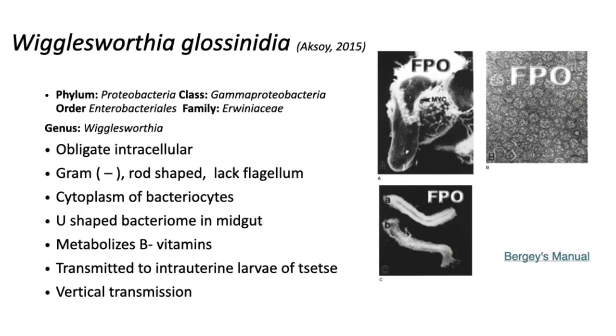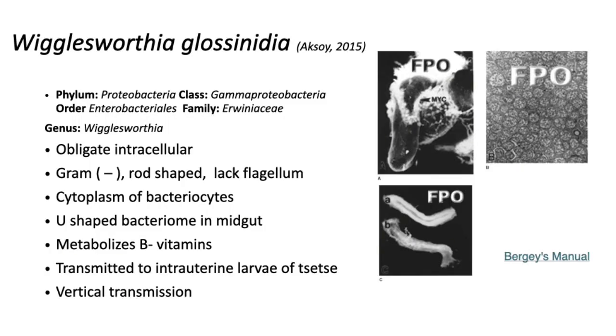So when the fly takes in its blood meal, it is unable to get the nutrients from the blood meal on its own, and that's where Wigglesworthia comes in, as it synthesizes and breaks down that blood meal and provides B vitamins for the fly, amongst other metabolites. It is transmitted to the intrauterine larvae of the tsetse, and that is how its young is able to get it via vertical transmission.